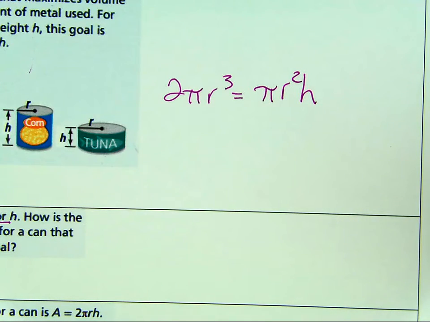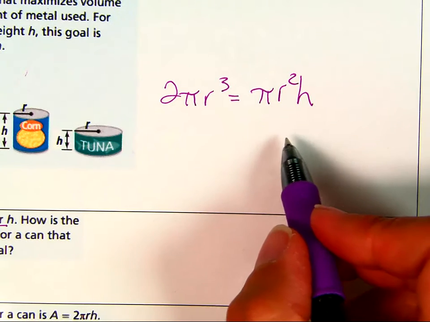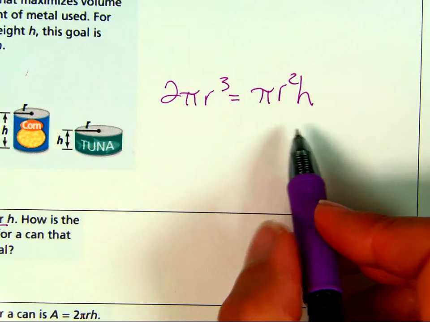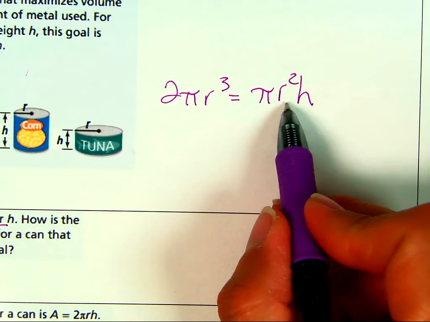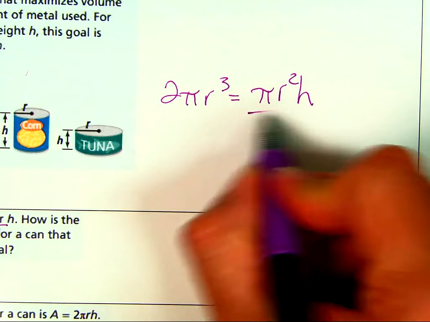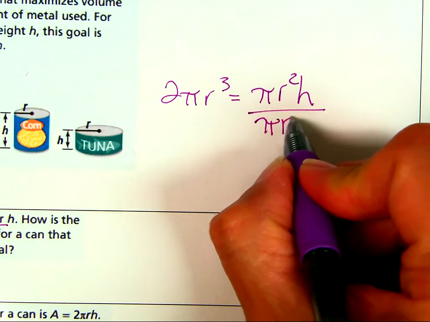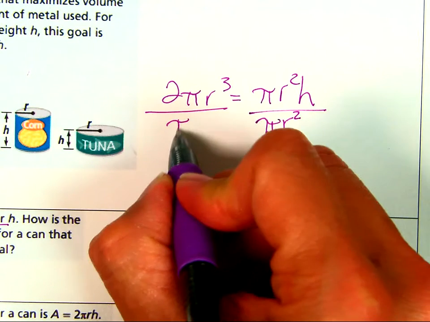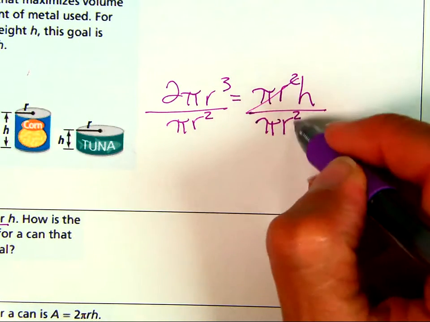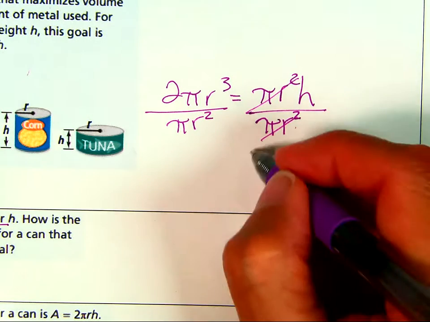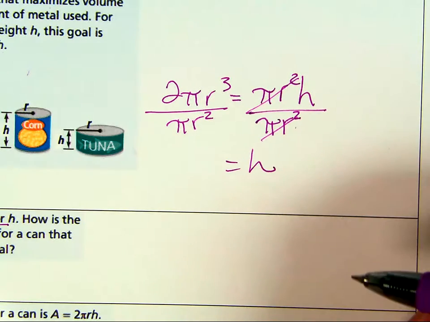Now how we do that is really nice and easy. It looks a lot more complicated than it is, because these are all being multiplied together. And there's only one thing that gets rid of multiplication, it's division. So we're going to divide by pi r squared on both sides. And that gets rid of that coefficient of h and leaves us with h.